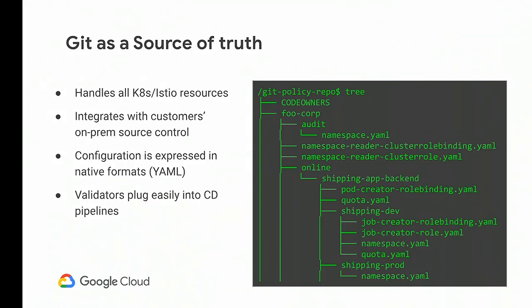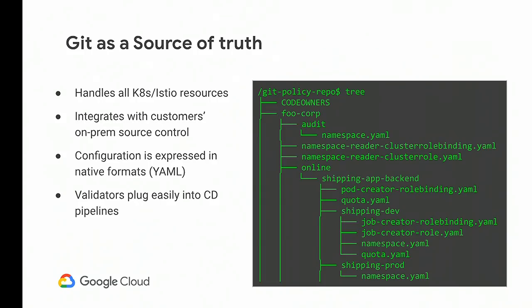And so this is kind of an example. As part of the docs, as this rolls out, you'll see this example. There's a policy repo. And you can see there's Foo Corp being sort of a top-level namespace, with online being a namespace, shipping app backend being a namespace. And now the online is more virtual because there's really nothing inside of it. But as you get down to, say, shipping-dev, you see there's a job create a role binding YAML, job create a role YAML, namespace YAML, quota YAML. You're going to have a whole bunch of YAML files in here. And basically anything you can do to a cluster with a kubectl apply YAML type command is something you could mock up as config as well.